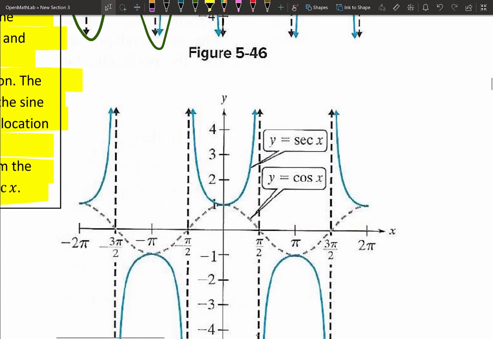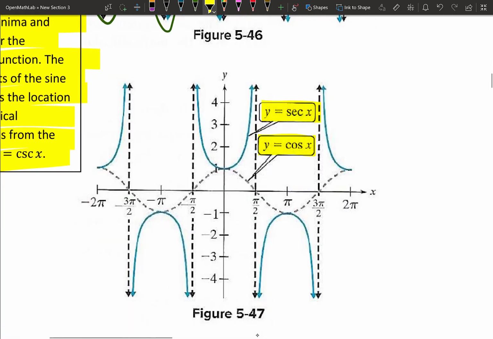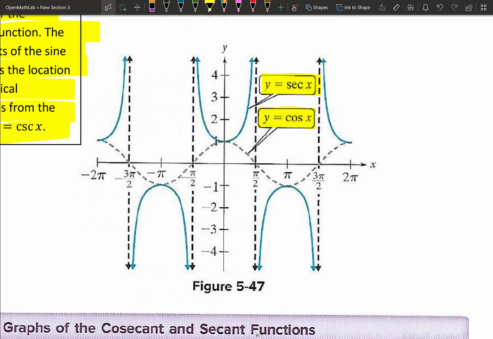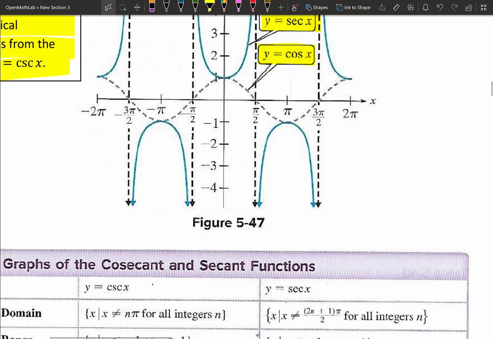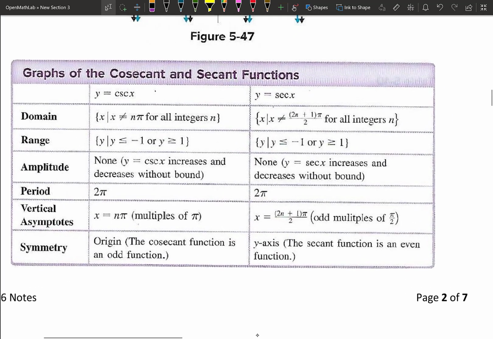It's very similar with secant and cosine. I want to graph cosine first, and then secant follows with similar characteristics, like where the asymptotes are, the maxima and minima, and the overall shape. Then here at the bottom, I just have a table with some important information.